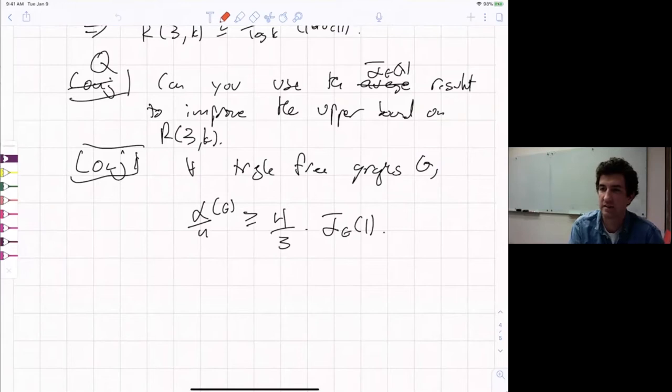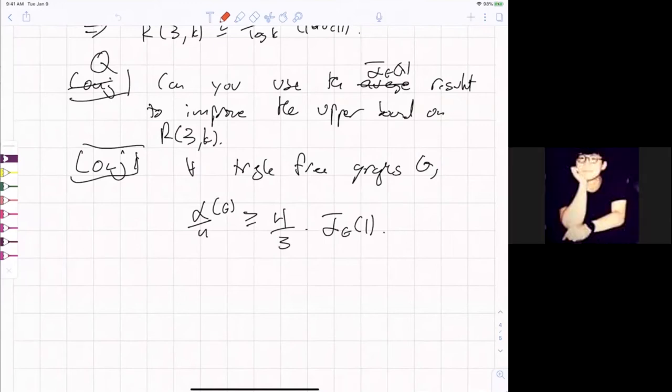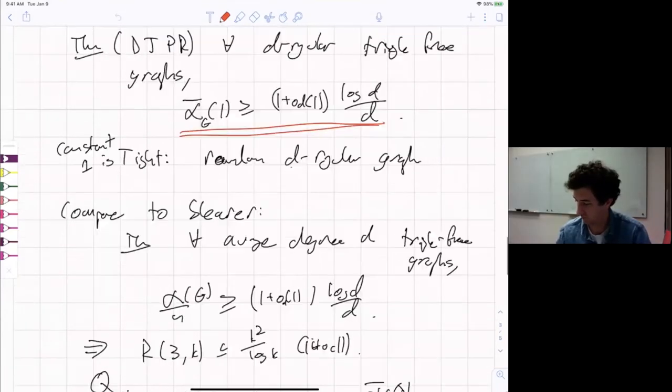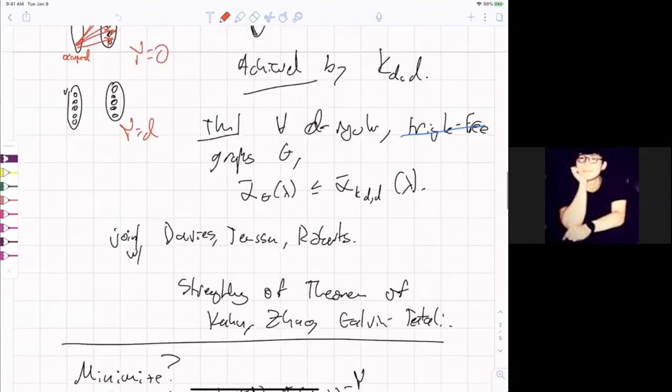May I ask a stupid question? Oh, I didn't quite hear that. Can you say that again? May I ask a stupid one? Oh, yeah. I'm still way back in theorem 2.8 where we are trying to prove that K_{d,d} maximizes the occupancy fraction. And even in the easy case where there are no triangles.